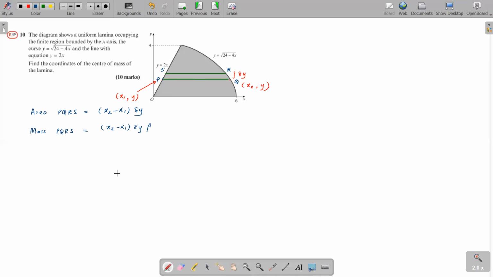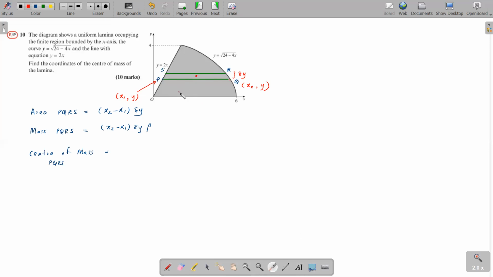This multiplies by a rho. Is that okay? And then get the center of mass. So center of mass of PQRS, how does it work? You have to get the middle x coordinate. So how do you get the center of the rectangle?